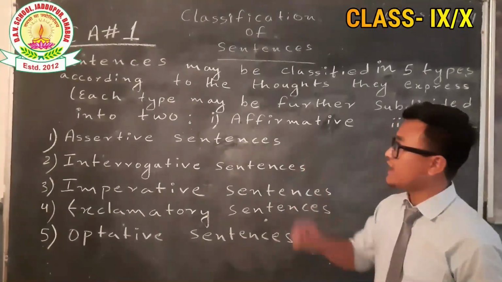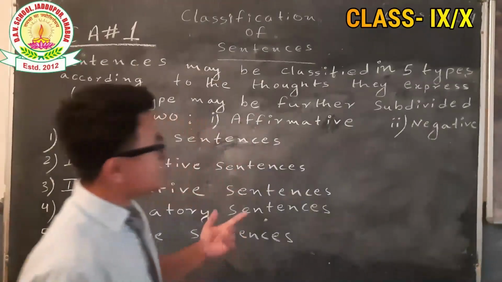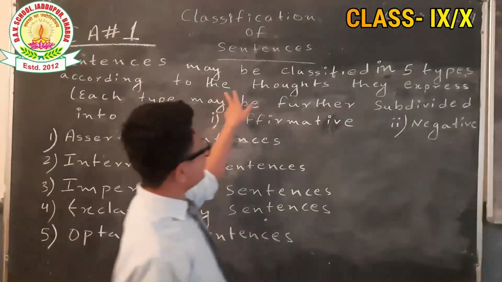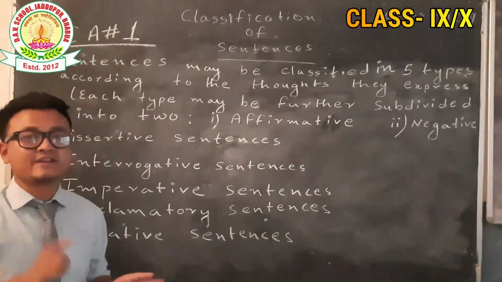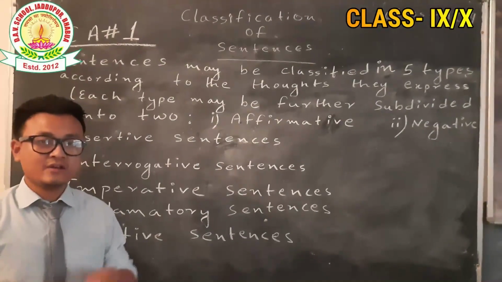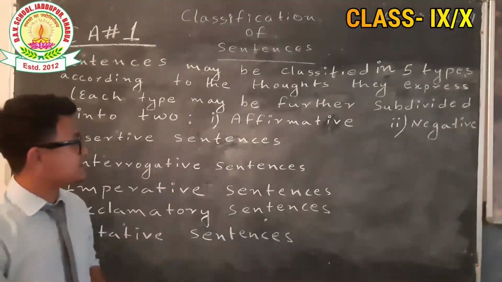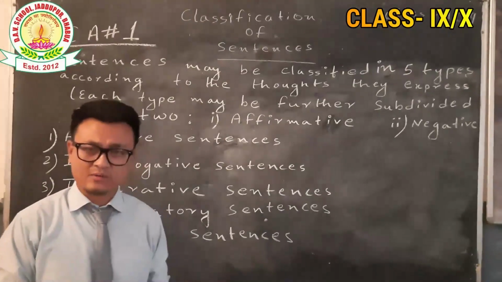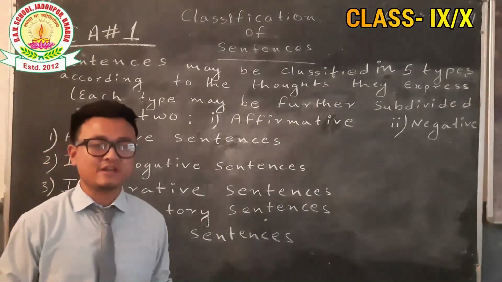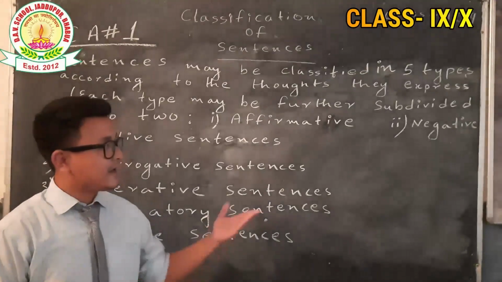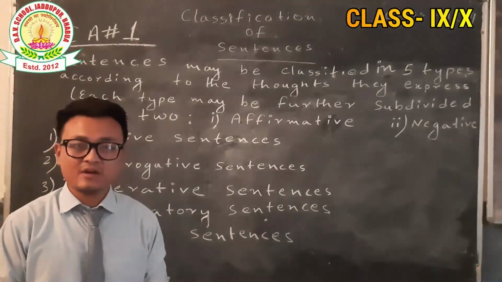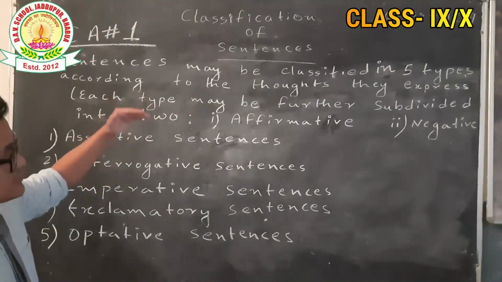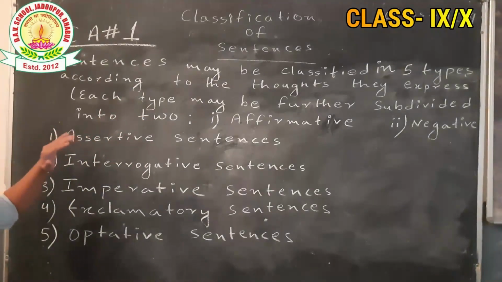Here we have: sentences may be classified into 5 types according to the thought they express. Did you notice something here? The thought they express is the first category of those 3 categories. And each type may be further subdivided into 2, affirmative and negative, which you already know. What do you understand by affirmative? Affirmative is nothing but positive, and negative we all know is negative. Let's talk about the types of sentence which fall under classification number 1.